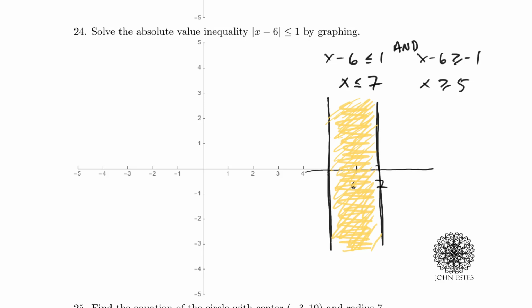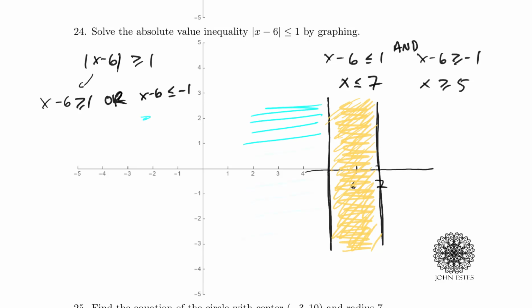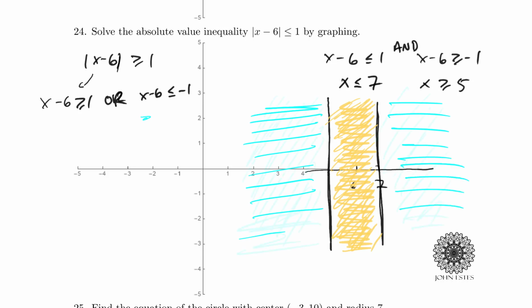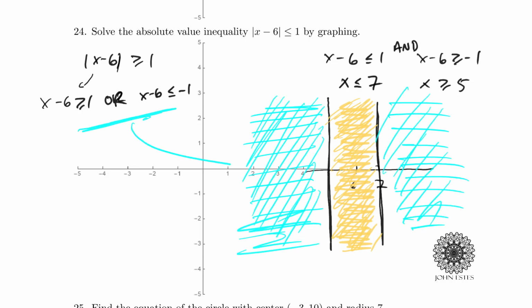Now if it had been something like this, then it becomes x minus 6 is greater than or equal to 1, or x minus 6 is less than or equal to negative 1. And in that case, that would be out here and out there, like that. And that's what the "or" situation turns into. Our situation though was the "and." This is what we want, the yellow.